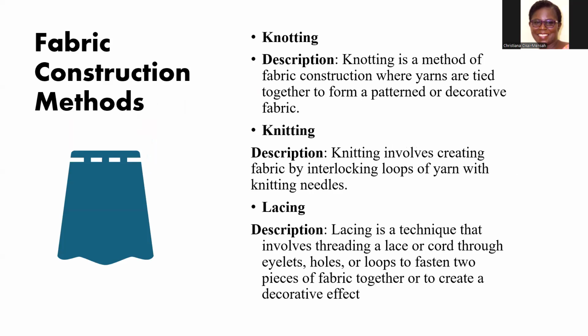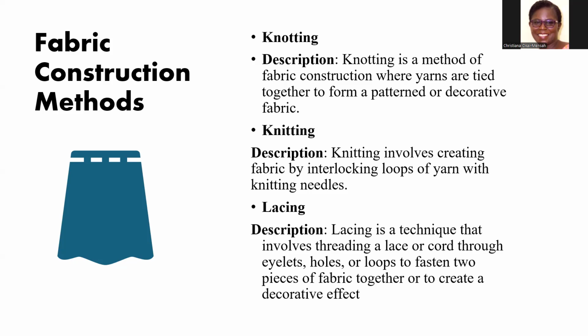Okay. Then another method of fabric construction is knotting. That one too, you will do it. Example is macrame. Knotting is a method of fabric construction where yarns are tied together to form a patterned or decorative fabric. So one example of knotted fabric is macrame. And that one too, you go through it.